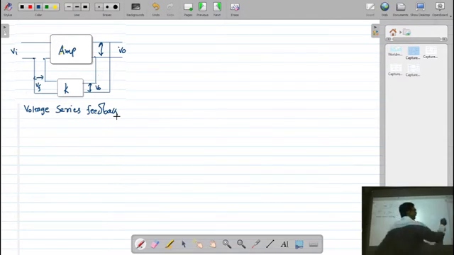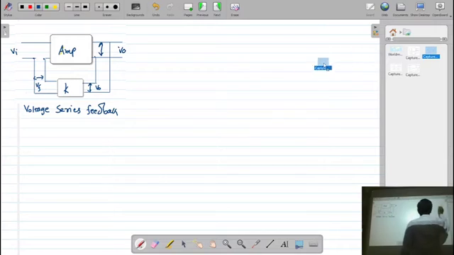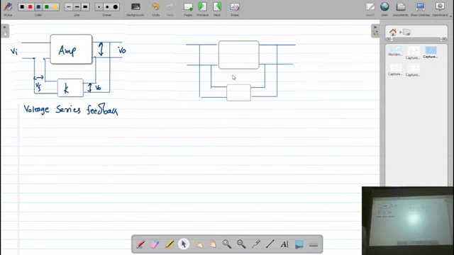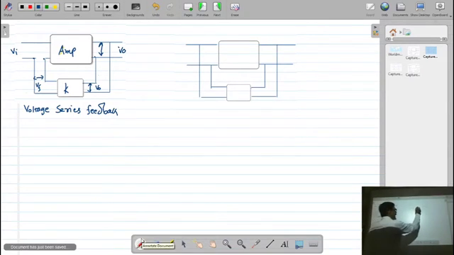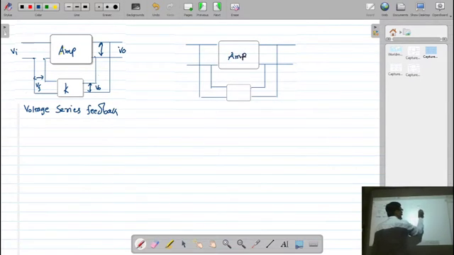Now, if you see the second one, then what we are finding? Again, the internal amplifier is there, feedback network, my input voltage, and this is the output voltage. Correct? Again, you can see whatever the output voltage is produced here, this voltage is connected to the input of this feedback network. So again, this is a voltage feedback.